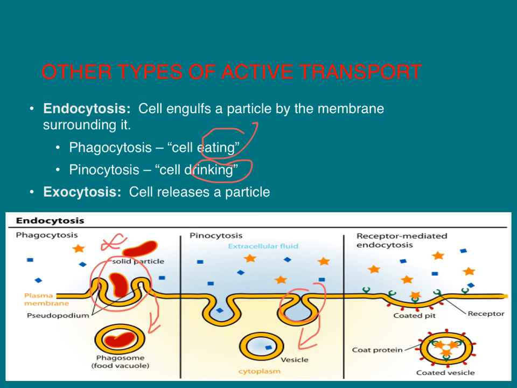Sometimes the cell actually wants to get rid of stuff. We call that exocytosis, which means like out of the cell. So it's actually pushing the material out of the cell and into the extracellular space outside of the cell.